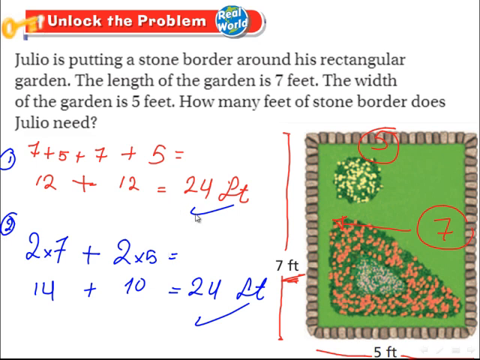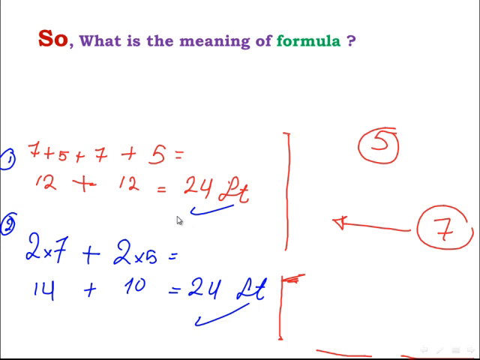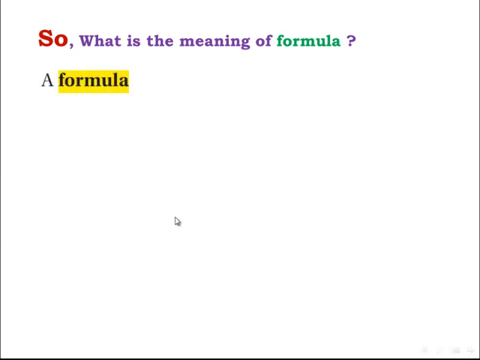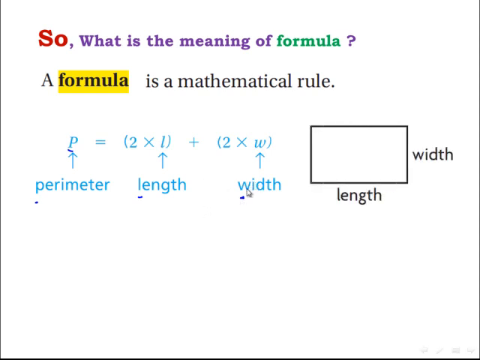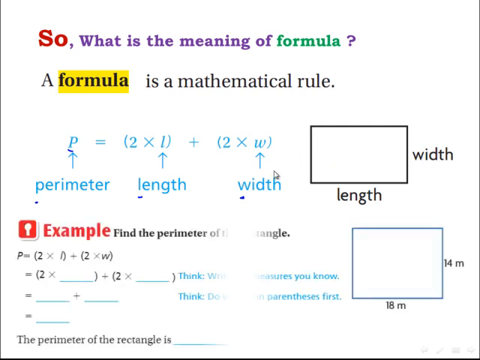Here we go. What is the meaning of formula? Now I'm going to tell you. A formula is a mathematical rule like this: P equals 2 multiply L plus 2 multiply W. P means perimeter, L means length, W means width. So if I have any rectangle, I'm going to use it to find the perimeter. Yes, you are right.